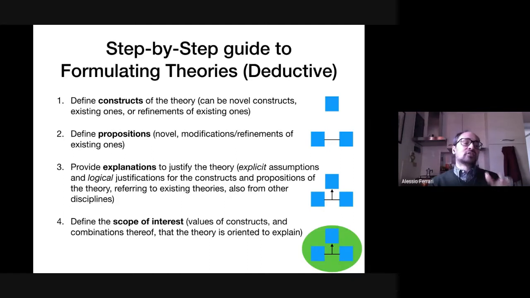What are the drivers and what are the sources from which you are taking your constructs? Then you define propositions. Again, they can be novel, or modifications or refinements of existing ones, and basically they connect our constructs, that is, they express relationships. Then I can provide an explanation to justify the theory, so a series of assumptions and logical justification. And this explanation can refer to existing theories, and can also come from other disciplines.